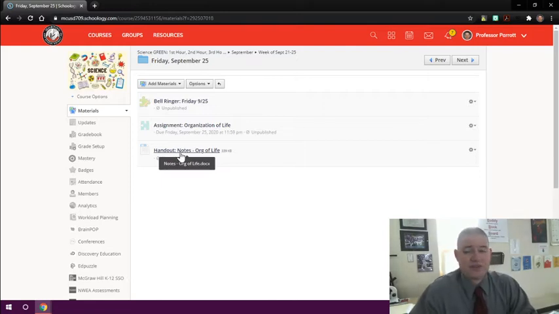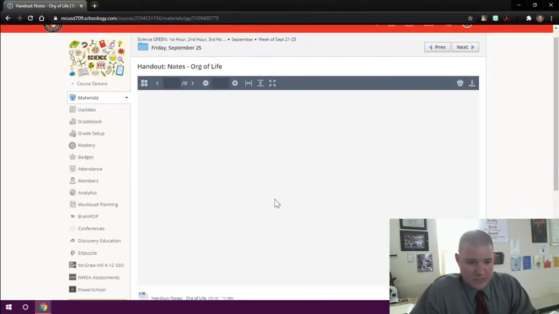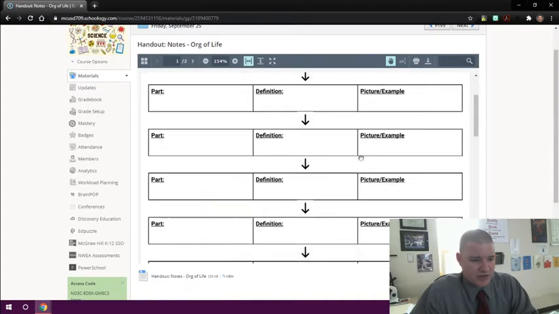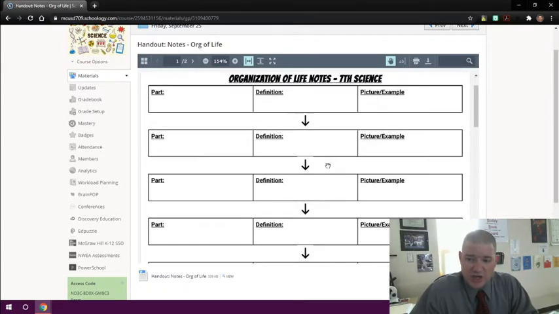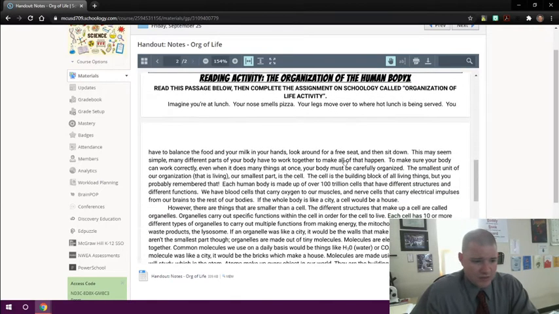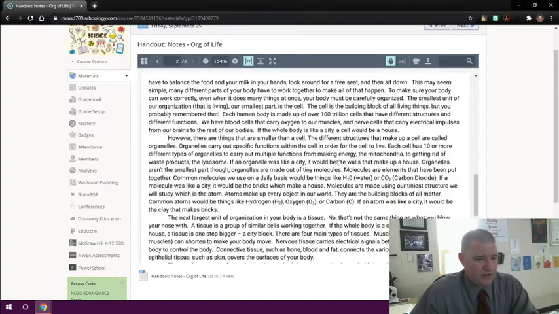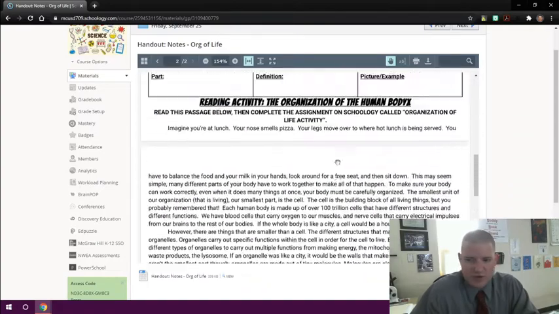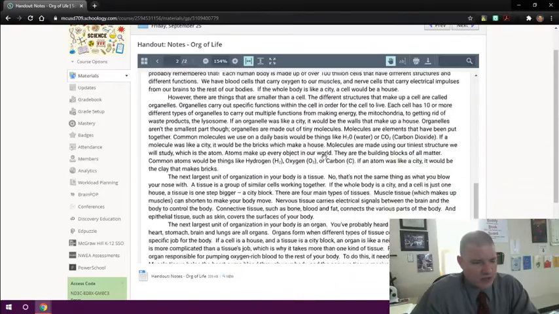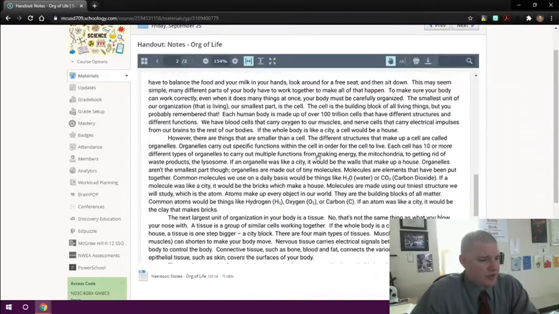If you can't print this out, you still need to pull it open, because there is a part that you need to read after the notes here. So here's what the notes look like. You can take your notes just on a normal piece of paper and divide it out into these columns. That's pretty straightforward as far as the dividing goes. But you do need this story in order to do today's assignment.